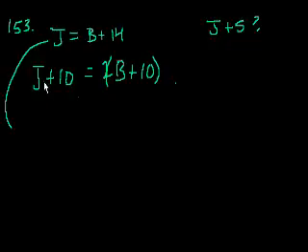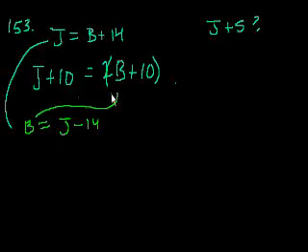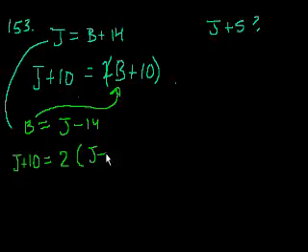All right. So we know that in 10 years, Jack is going to be 2 times what Bill is going to be in 10 years. That was my mistake. So now let's see what we could do. Let's use that same information up there. So Bill is equal to Jack minus 14. Substitute that information here. So we get Jack plus 10 is equal to 2 times Jack minus 14 instead of Bill plus 10.